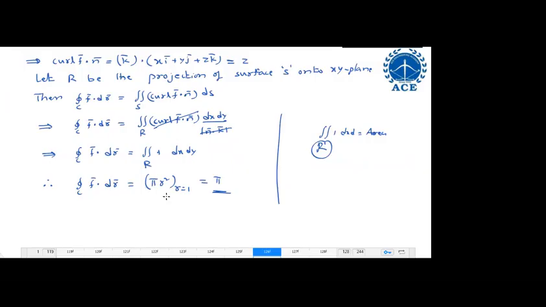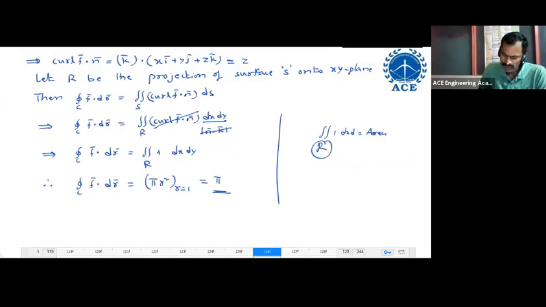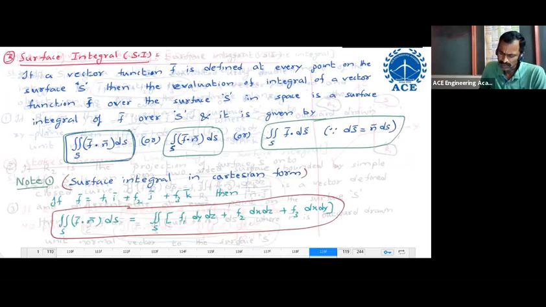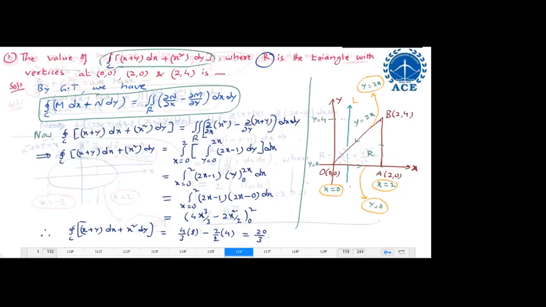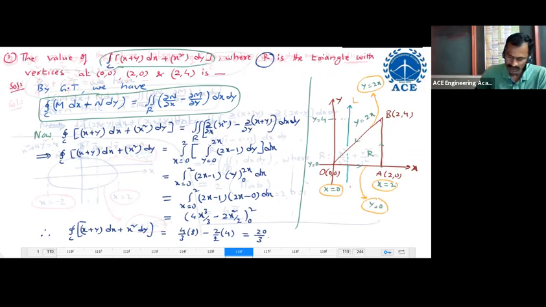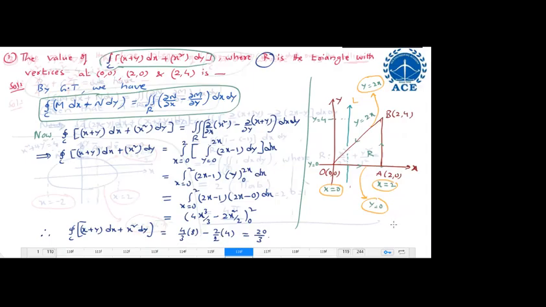Sir, page number 116. So your answer is 16/3, na? 16/3. Is it 16/3? The 2 to get 4, 32 minus 3. No. I am getting 16/3, sir.